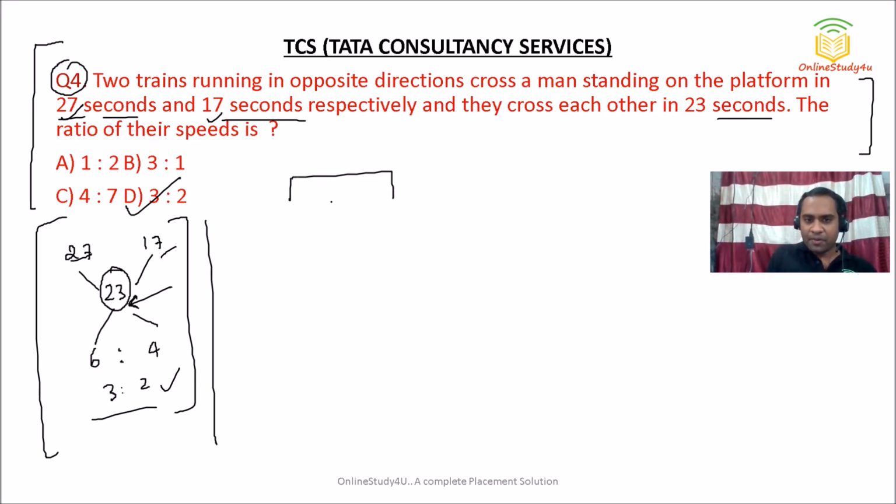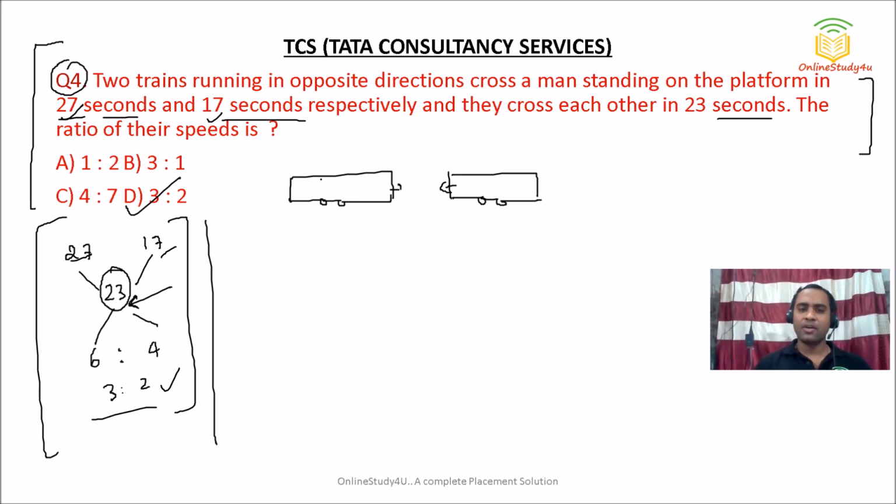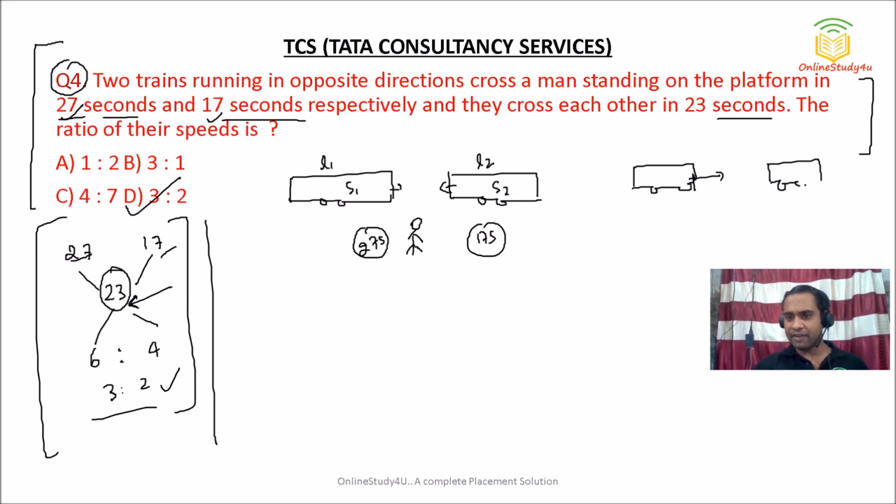So two trains running in opposite direction. There are two trains who are running in opposite direction. Okay, fine. So it's not like they're going to hit each other. So this train length I will assume L1, L2, speed is S1, S2, because it has not been given in the question. So two trains running in opposite direction cross a man standing on the platform in 27 seconds. So first train is crossing this man in 27 seconds, and second train is crossing this man in 17 seconds. And when they cross each other, see, when they're going in opposite direction, definitely they will cross each other. So the time they're taking is 23 seconds.